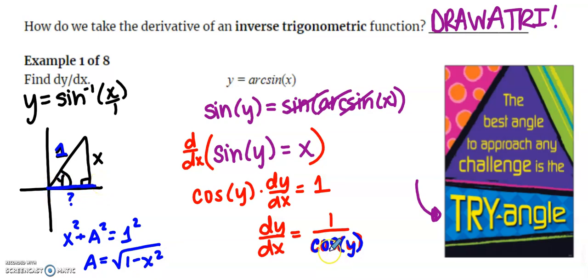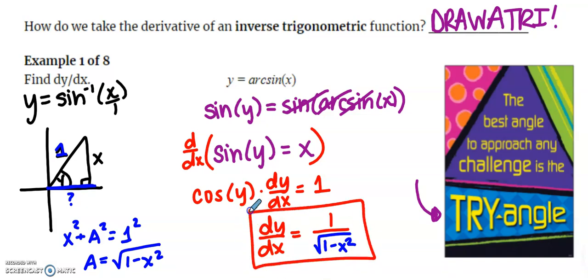So instead of cosine of y, I don't like that. Let's actually write in the cosine of y. The cosine of y is that adjacent side, technically over 1, but I'm not going to write it because it would be the same. So our dy dx is equal to 1 over the square root of 1 minus x squared.